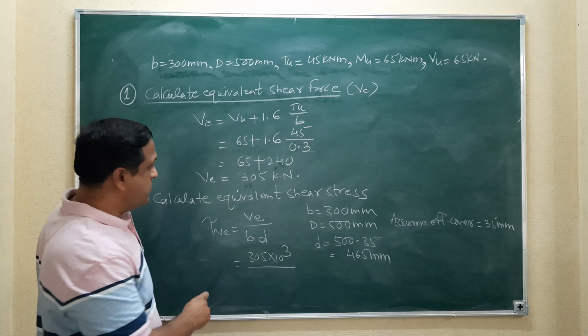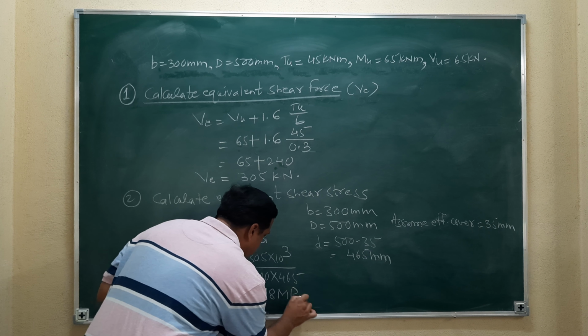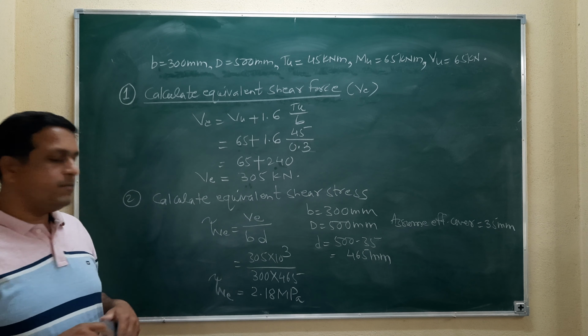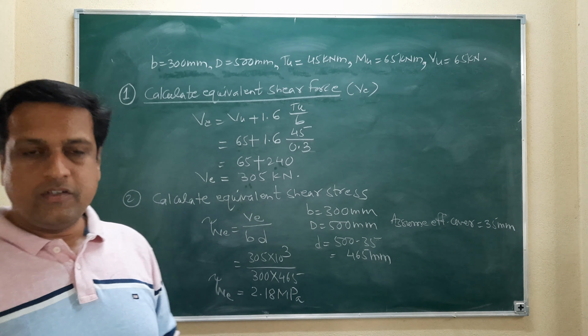So what is the equivalent shear stress? Calculate this value: it is 2.18 Newton per mm square. This is the value of the equivalent shear stress. Is it clear? First we calculate VE, then using this formula, we calculate tau VE.